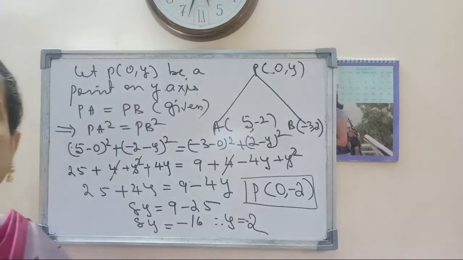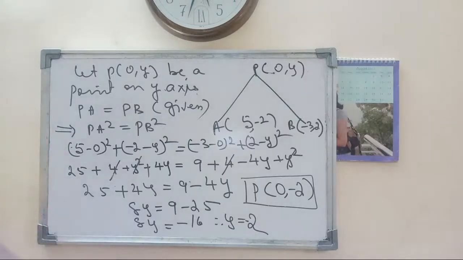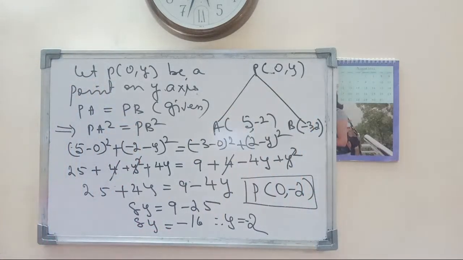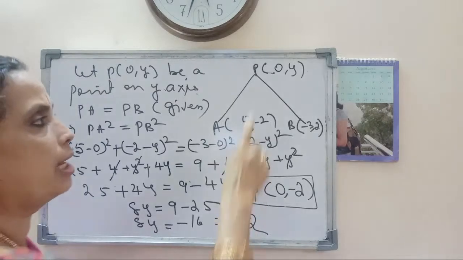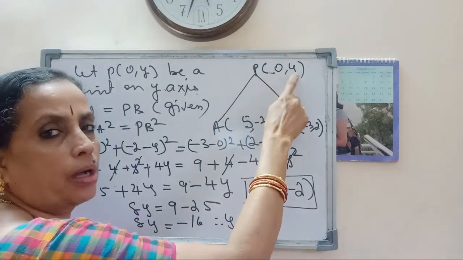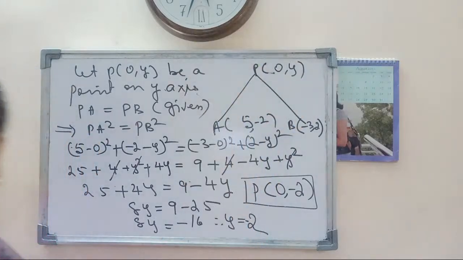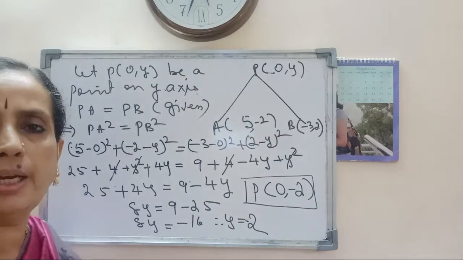Is it clear to everybody? Since in the question they have given that the point is on the y-axis, we have taken this. Suppose the point is on the x-axis, we take x, 0. Point on the y-axis, 0, y. Okay? Shall I move on to the next question? Is it clear to everybody?